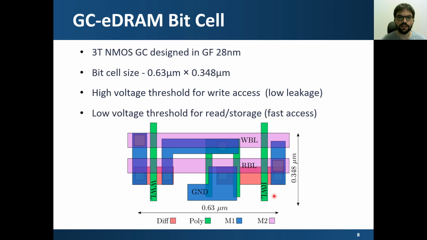We designed a GC eDRAM bit cell and array. The bit cell we designed is a 3T NMOS bit cell in GlobalFoundries 28 nanometer process. This is the size of the bit cell. We used high voltage threshold transistors for the write access to have lower leakage on the storage node, and low voltage threshold transistors for the read and storage to gain fast access to the stored data.